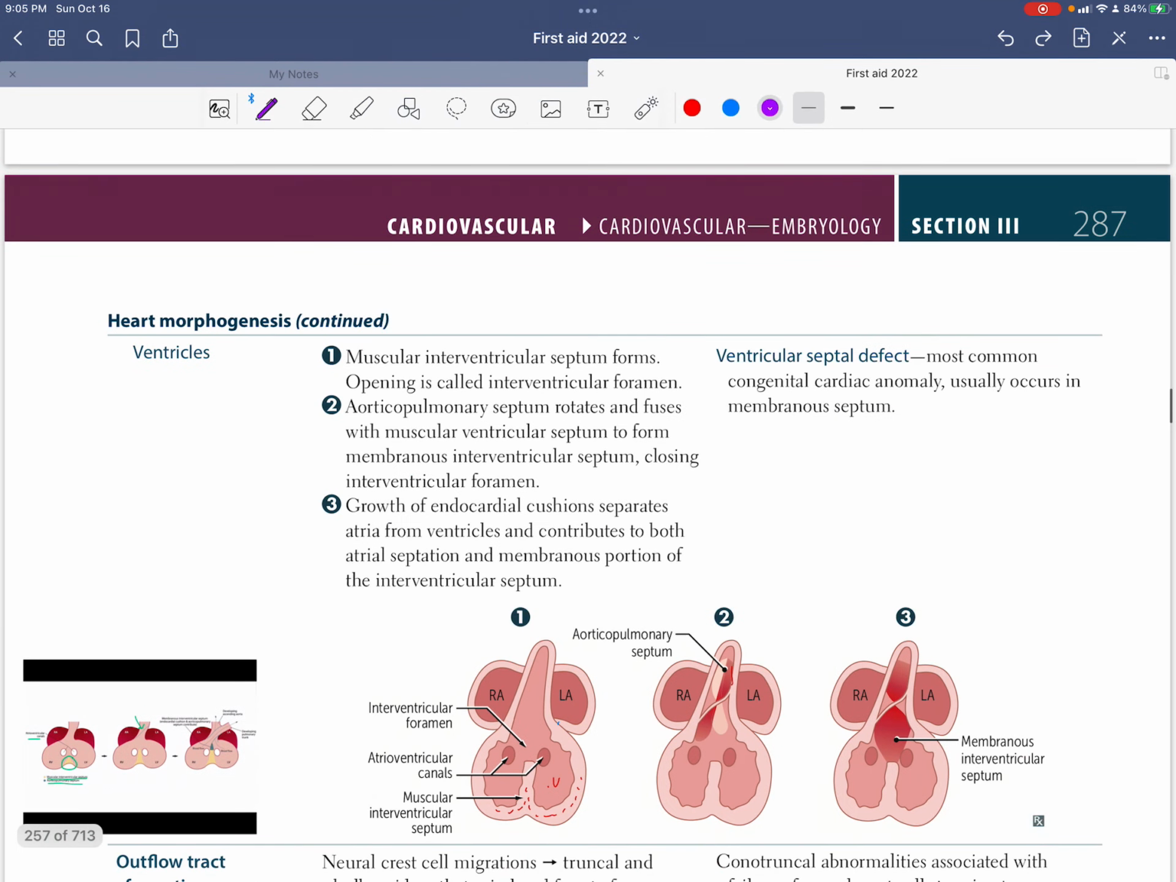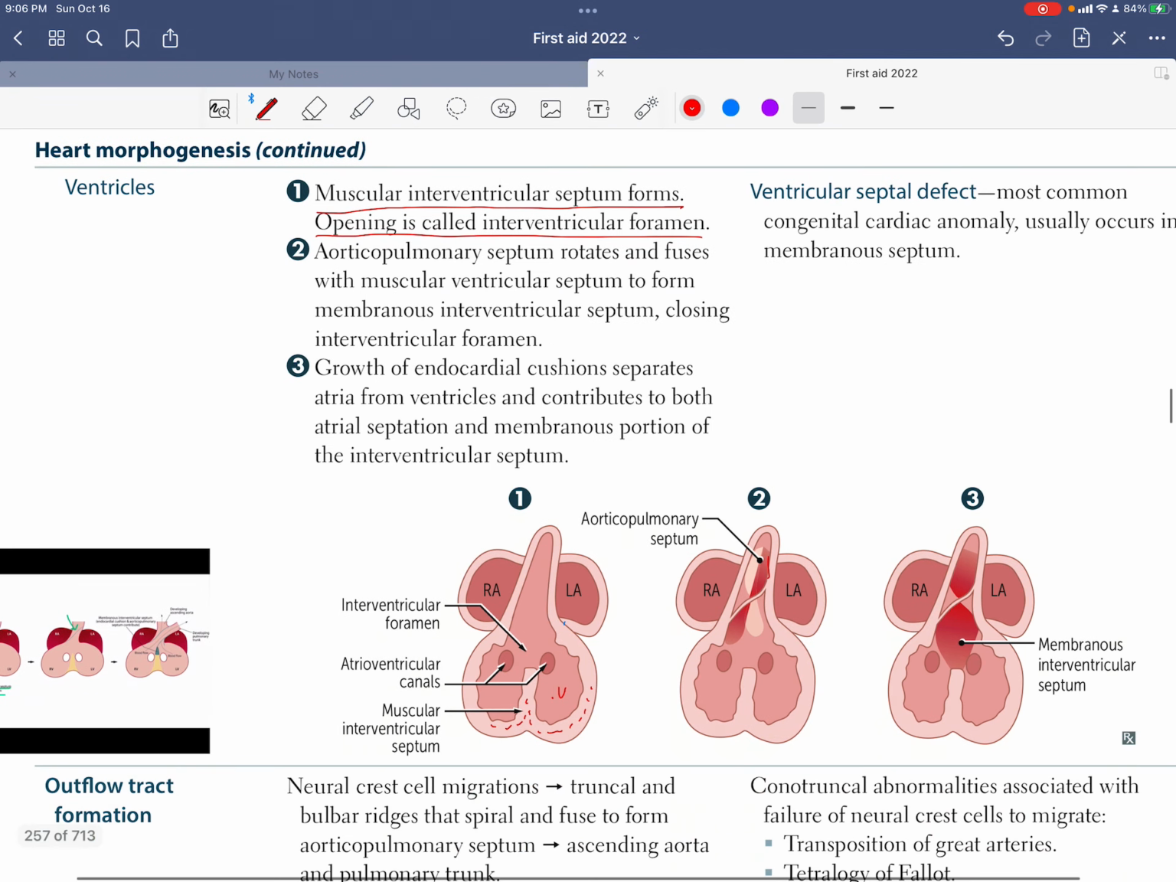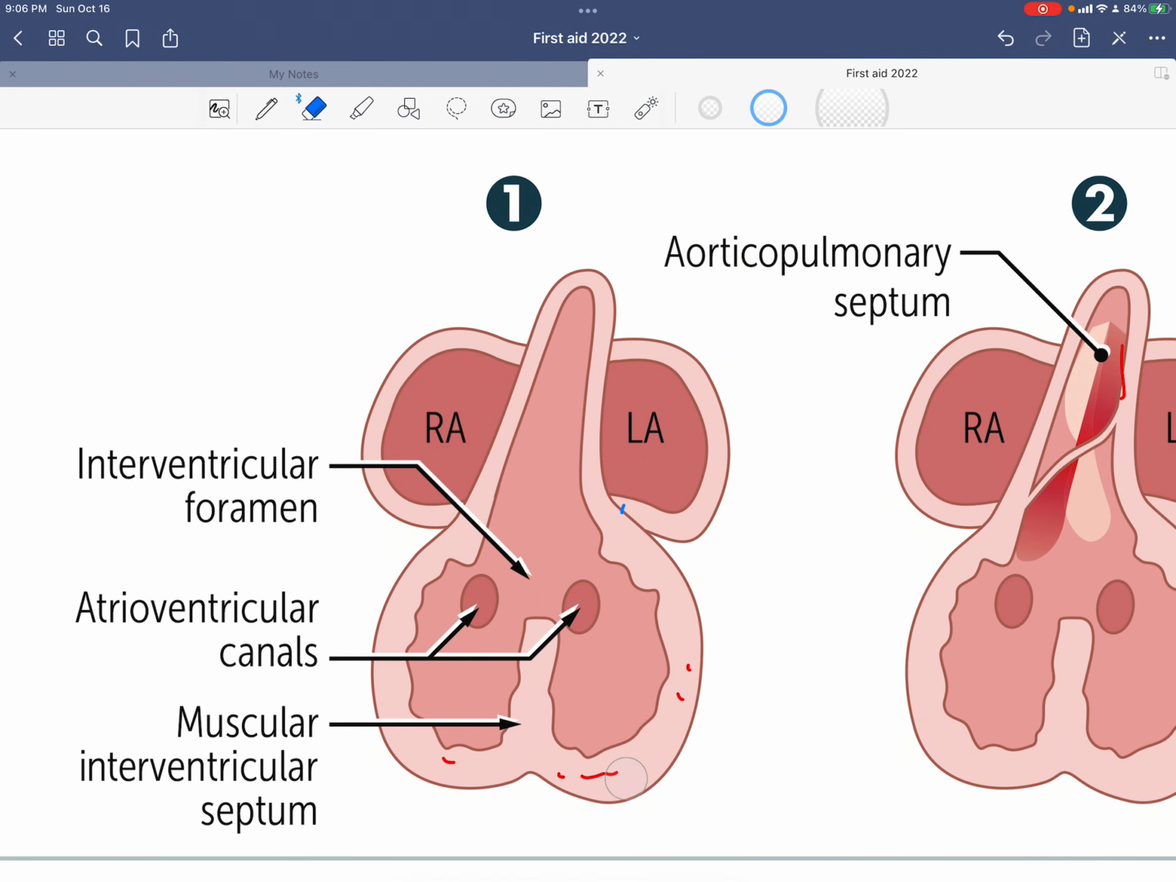Now that we have talked about the development of the atria, now it's about the ventricles. So basically, the first step is that the muscular interventricular septum forms. The opening is called the interventricular foramen. This is the structure that we're looking at.